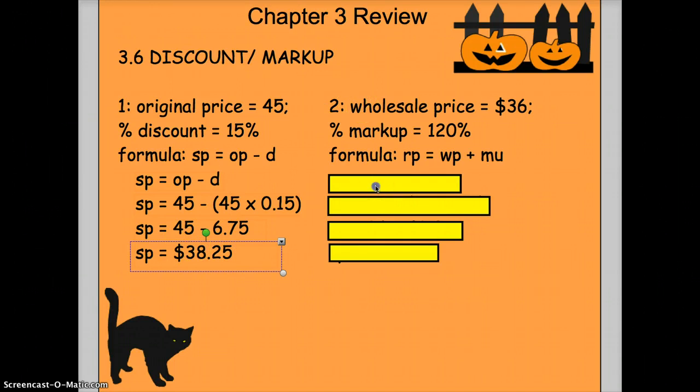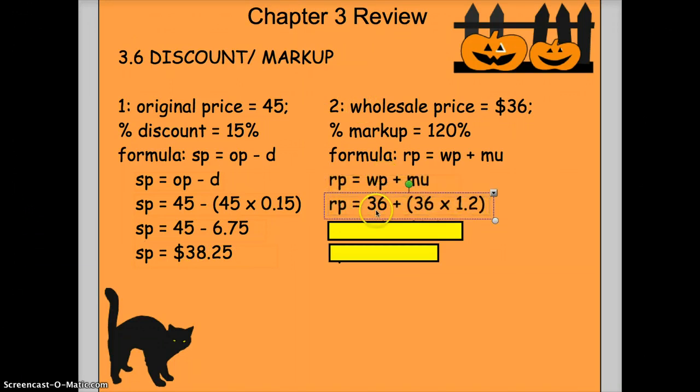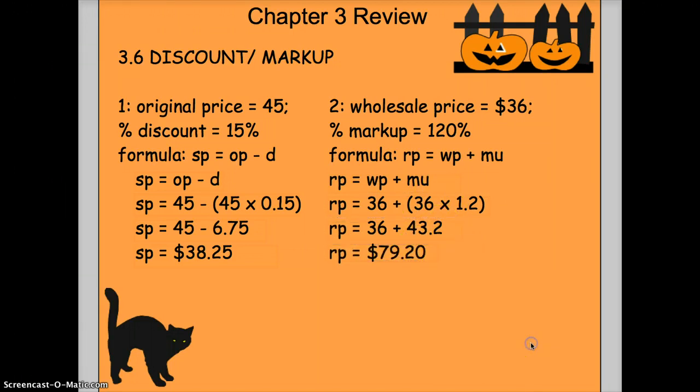Number 2, again, you can do the same thing here. So the traditional way, you do have the markup, the wholesale price plus the wholesale price times the markup. Your other option is to add 100% to that markup, so it'd be 2 2/10, and I would end up with the same answer. Okay, so I do my multiplication and then I add. Either way, I will have the same answer there.